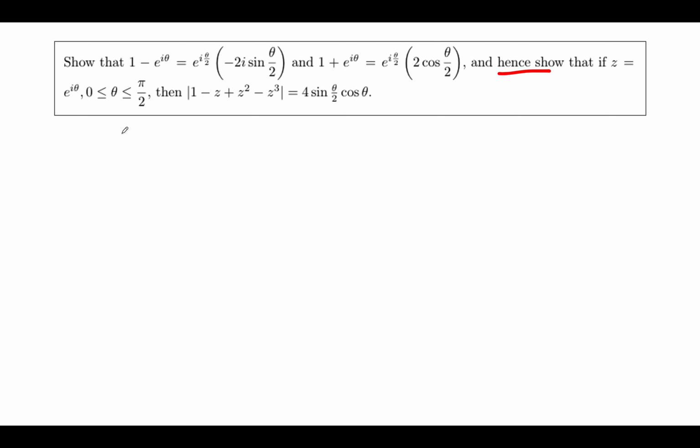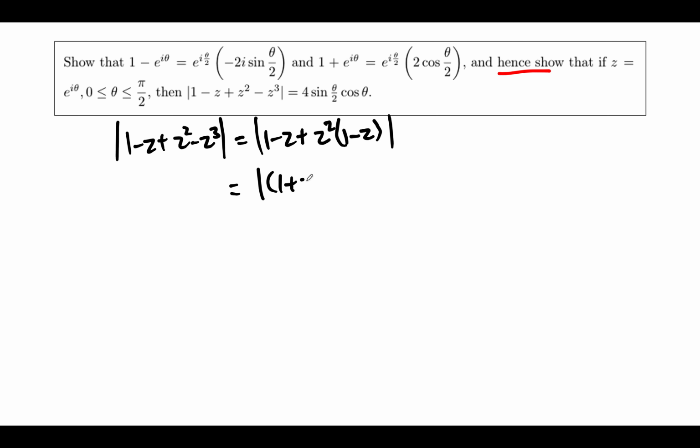Okay, so the first thing we're going to do is rewrite this thing inside the modulus, 1 minus z plus z squared minus z cubed. This is equal to, we can factor out the z squared for the remaining two terms, and it will look something like this. And then if you recall, we can separate the products, so we will get something like this, from our properties to do with modulus. Okay, so we know that we already have this 1 minus z here. So what we need to take care of is the 1 plus z squared.